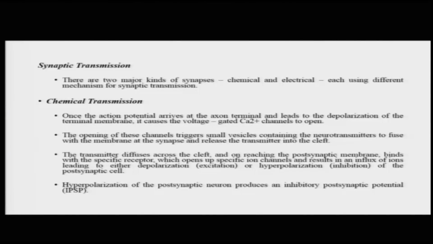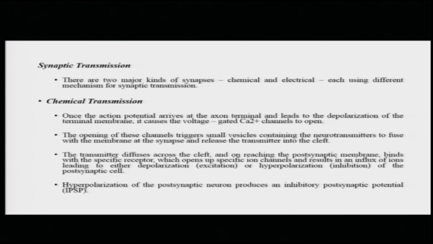So, now we are at a point where we can talk about communication between neurons, which is referred to as synaptic transmission. Synaptic transmission is majorly of two kinds: chemical synapses and electrical synapses. I will first talk to you about the chemical synapses.